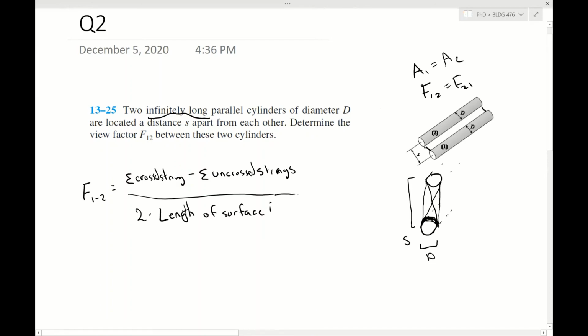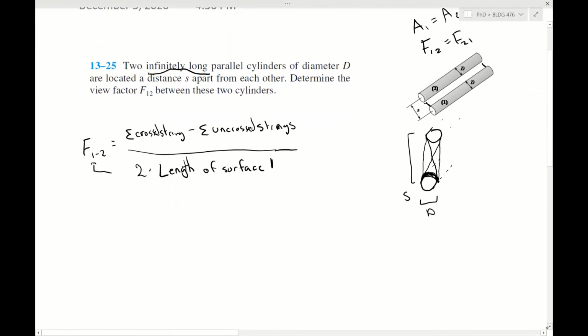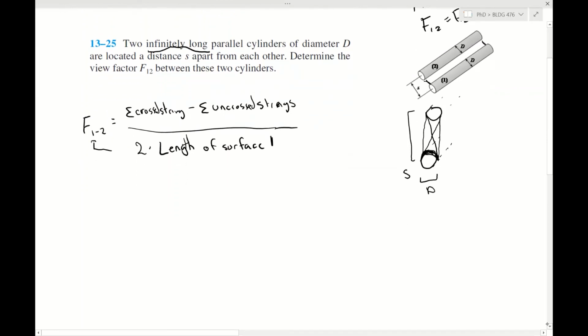And so this top part will be the same regardless of which surface you're talking about. This bottom part is really the thing that makes it 1 to 2 rather than 2 to 1. In this case, of course, they're the same. But for other questions, make sure you're only taking the length of the surface that corresponds to this first letter.